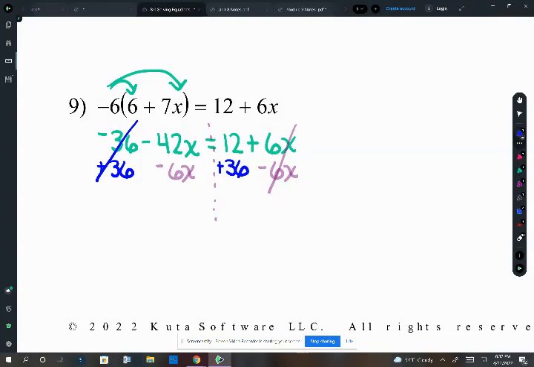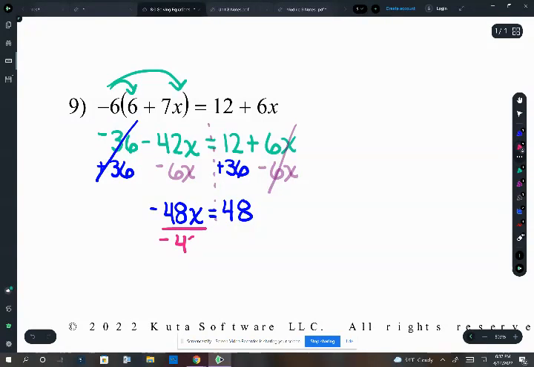So negative 42 minus 6 is negative 48. And then 12 plus 36 is 48. And so we get negative 48x equals 48. And if we divide both sides by negative 48, then we're going to get x is equal to negative 1.